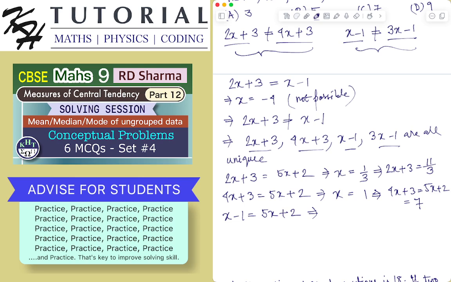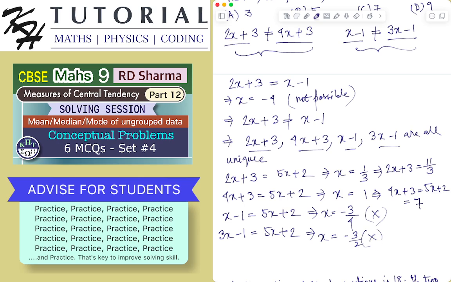No, this will imply x will be equal to minus 3 by 4. Not possible. This is not possible because it is given x is greater than 0. So the last thing we need to check is that if 3x minus 1 is equal to 5x plus 2, this will also give a negative value of x, which is not possible. This will give x equals to minus 3 by 2.